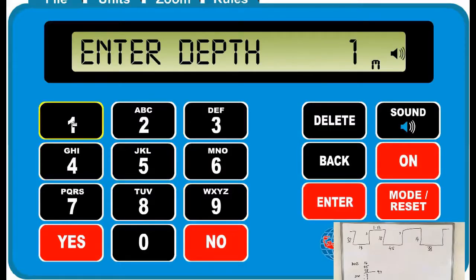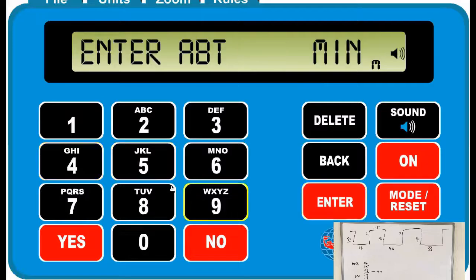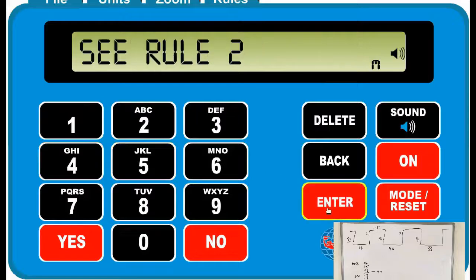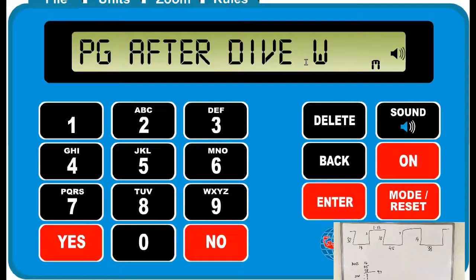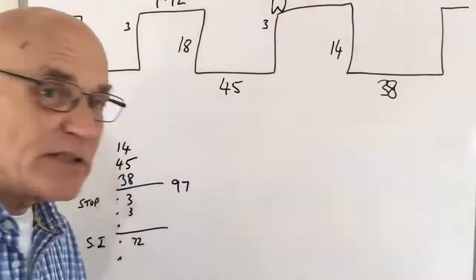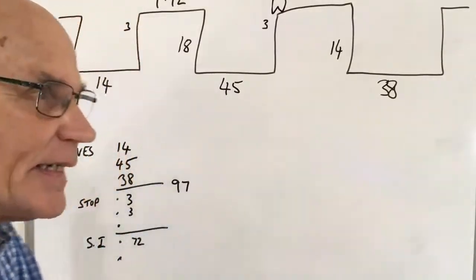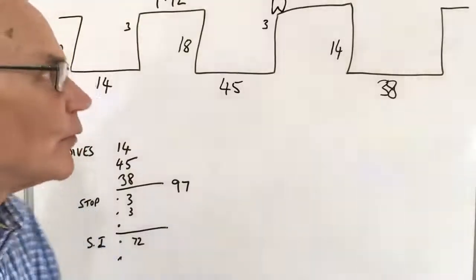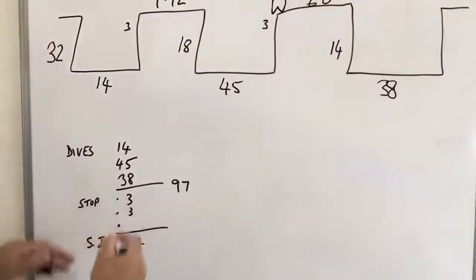We could stay there for 45 minutes, and actually that is the time we're staying there. 45 minutes. Another 3-minute safety stop. And we're in pressure group W. Now that tells us something, doesn't it? If we're in pressure group W here, this surface interval must be 60 minutes. It can't be anything less than that because of the WXYZ rule. So we can put 60 minutes in here and we can continue with everything else on our chart here.